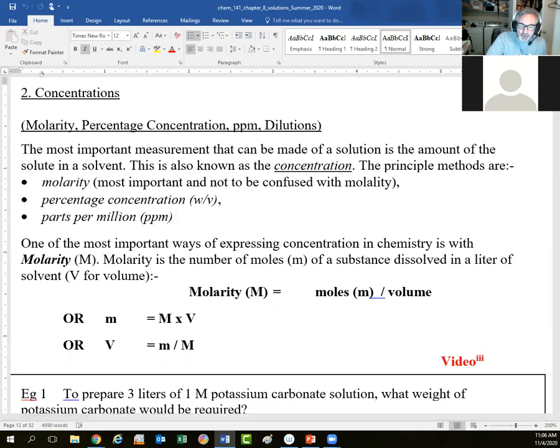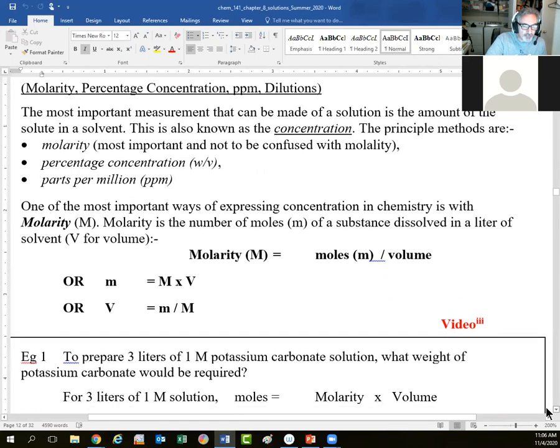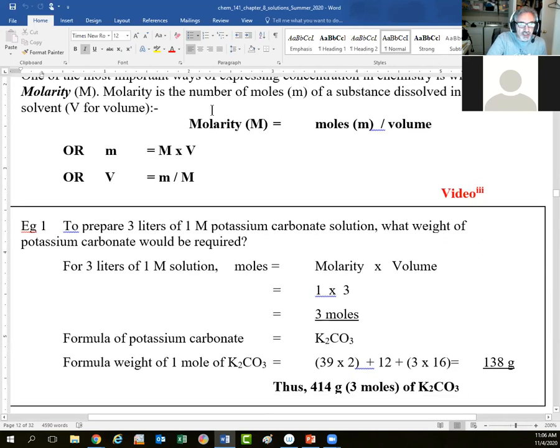So if we start with looking at molarity, oh, there's Jared trying to get in. Molarity is quite literally a measure of the number of moles of solute for a litre of the solution. And so to calculate the molarity, moles per litre, we take the number of moles divided by the volume in litres. Molarity is a measure of moles per litre.